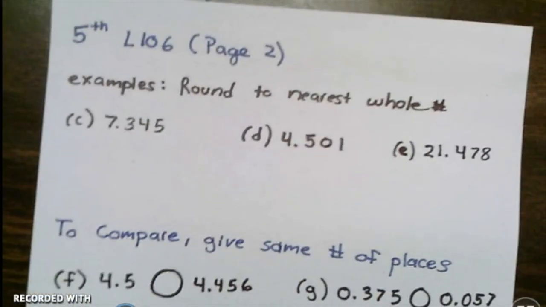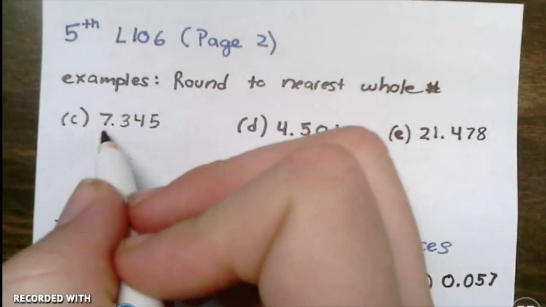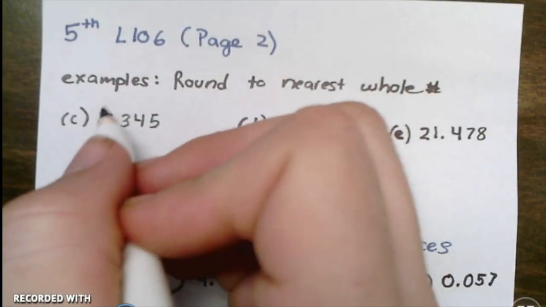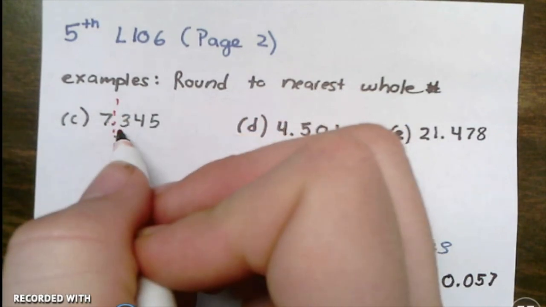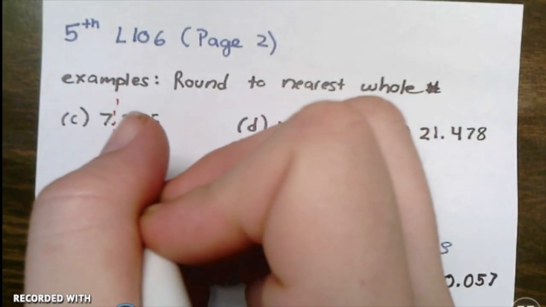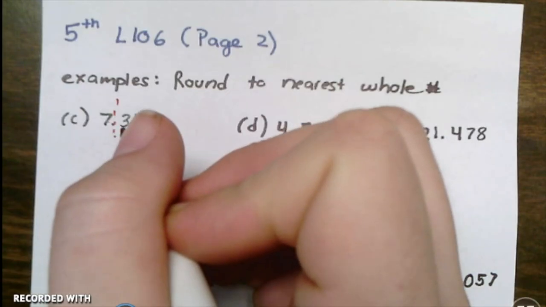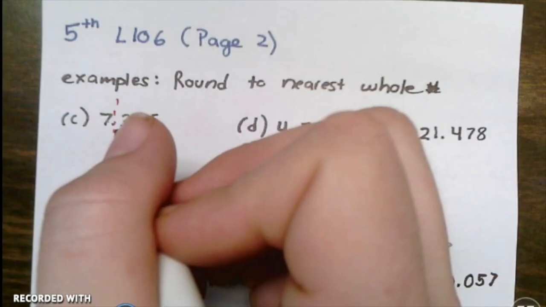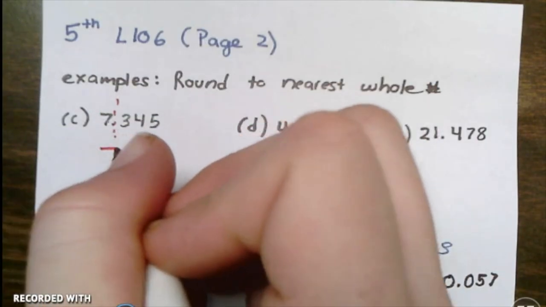Let's look at some examples of this. So the examples say round to the nearest whole number. So I've got 7.345, okay? Whole number means the number after the decimal. So I'm going to look at the one right before that, which is a 3. So I can think of this two ways. I can either just look at the 3, which I think is easier, and say, is that greater than or equal to 5? No, it's less than 5, so that means it's closer to 7, and this is just going to round to 7.